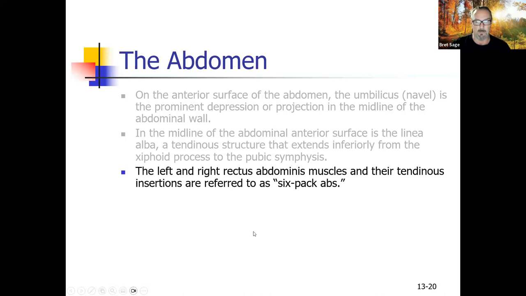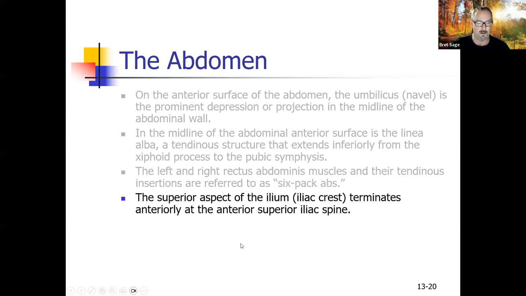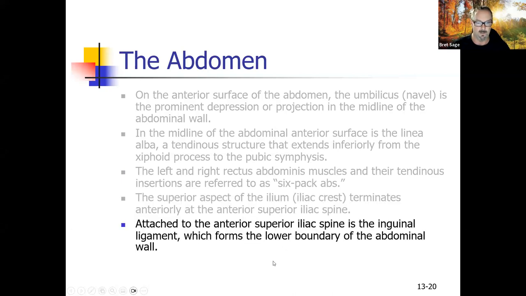Left and right rectus abdominis muscles and their tendon insertions are called six-pack abs, especially if you're in shape and don't have a lot of fat covering those muscles. The superior aspect of the ilium, or iliac crest, terminates anteriorly at the anterior superior iliac spine. So put your hands on your hips, you feel those bony structures there. That's the ilium or iliac crest. Attached to the anterior superior iliac spine is the inguinal ligament, et cetera, et cetera.